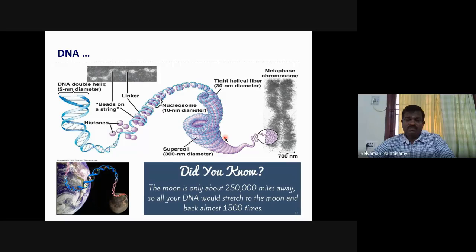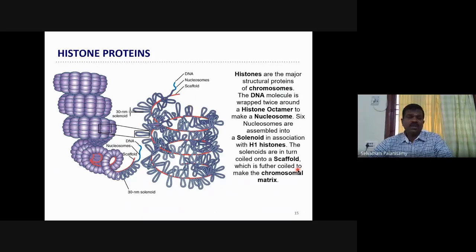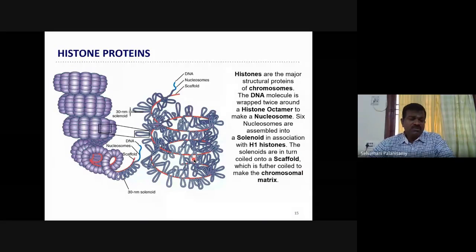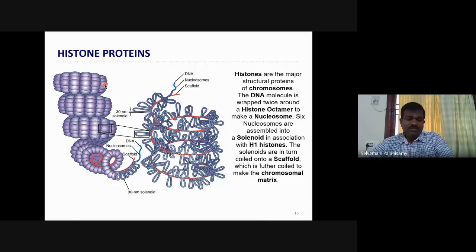So, the next slide. Coming to a closer look at histone proteins. We have seen the complete picture. Here, this particular small strand is called a solenoid. This is a DNA strand and a nucleosome, and there is a scaffold on which this material is wound. Histones are the major structural proteins of the chromosome. The DNA molecule is wrapped twice around the histone octamer to make a nucleosome.